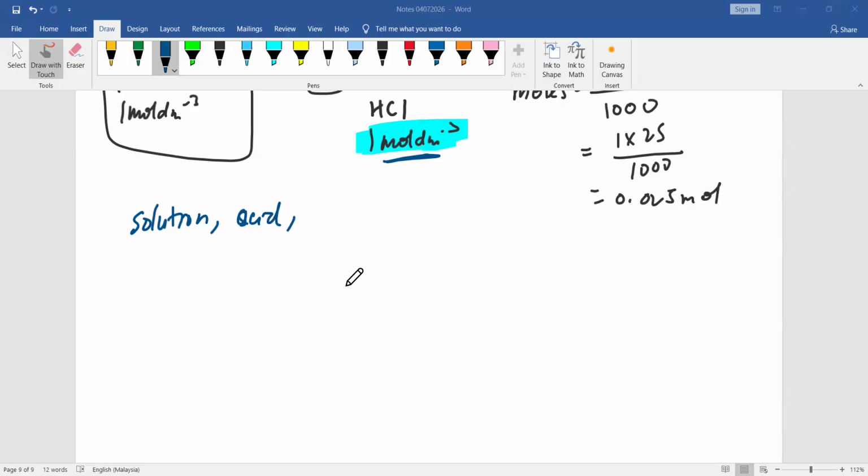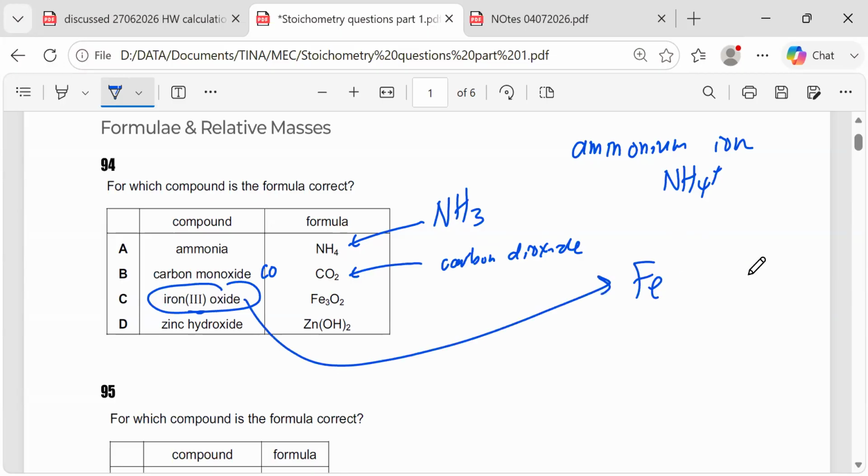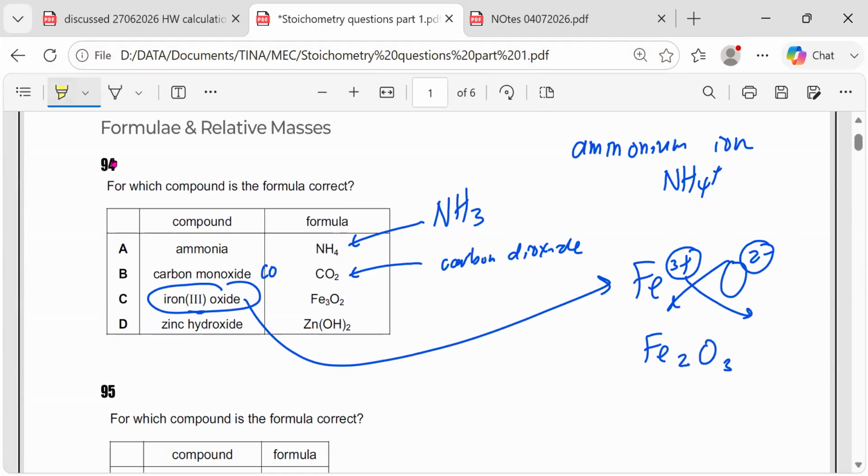Okay. Carbon monoxide is not CO2. CO2 is carbon dioxide. Carbon monoxide is CO. CO2 is carbon dioxide. Iron 3 oxide means iron 3. Oxide is O2 negative. So 3 positive, 2 negative, you move it around, it's Fe2O3. Okay, so obviously the answer is D, okay, why is it D?